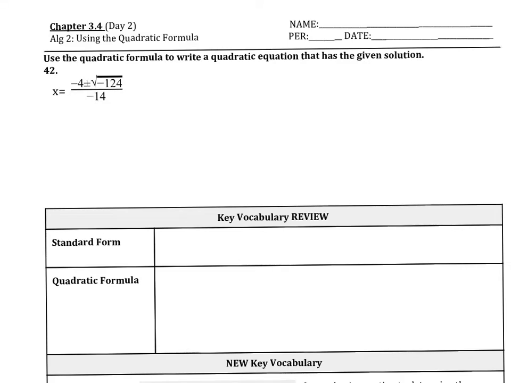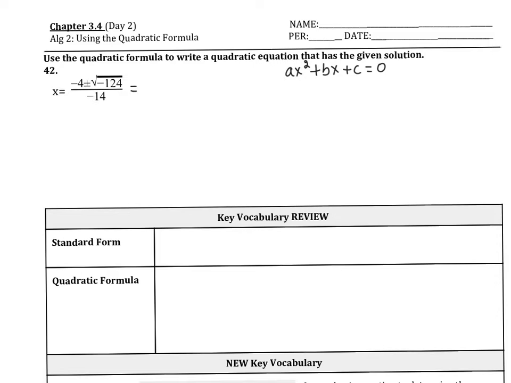Chapter 3.4, Day 2, Using Quadratic Formula. Use the quadratic formula to write the quadratic equation that has the given solution. Now, in this case, the solution is given to you, and all you need to find is a, b, and c, and plug it into the standard form. That way, you will find the equation.